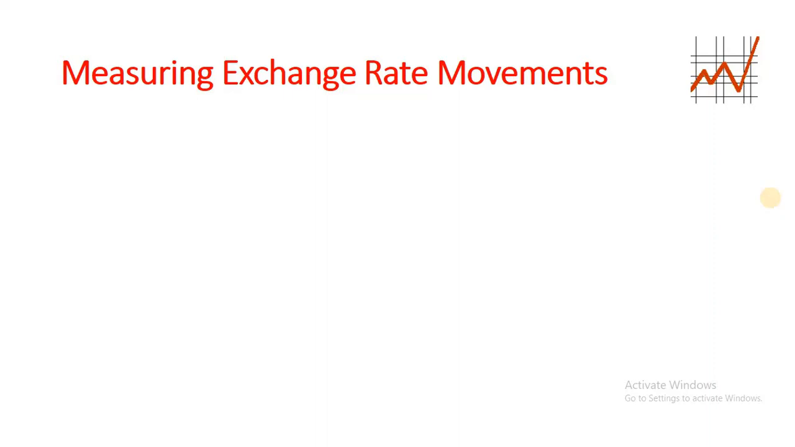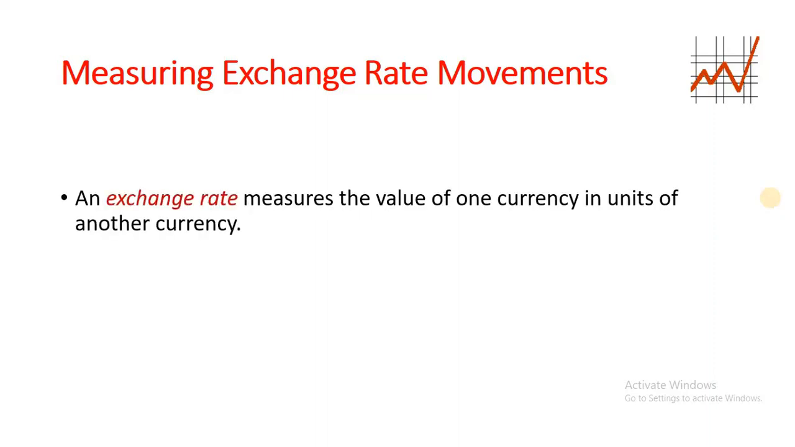Now let's look at the measurement of exchange rate movements. Probably you know that an exchange rate indicates the value of one currency against one unit of another currency. For example, assume that $1 is equal to 85 taka. So here the value of taka is measured against $1. So we can say that the exchange rate between dollar and taka is 85 taka.